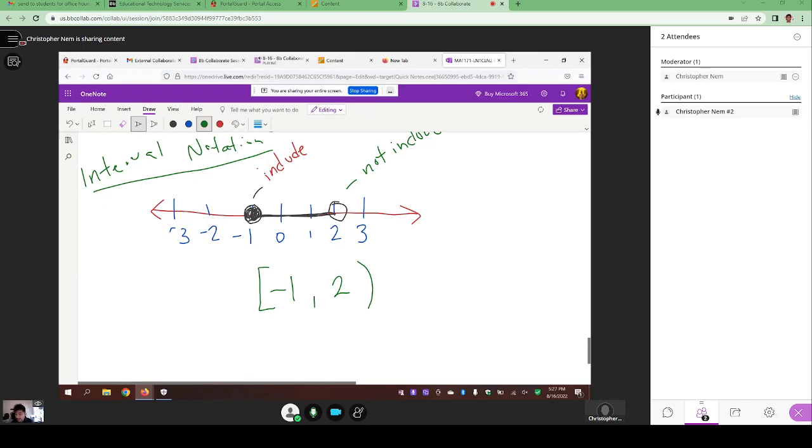So what this means is that I want to start and include -1, and I want to get all the numbers between -1 to 2. Every single number in between -1 and 2, I want. However, I do not want the number 2. So I'm going to stop at 2 and not include 2. And that is what the parentheses mean. Include, not include.